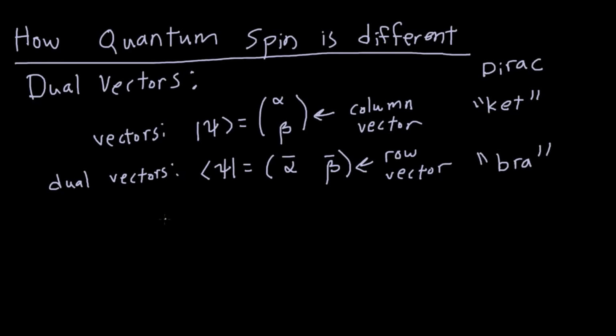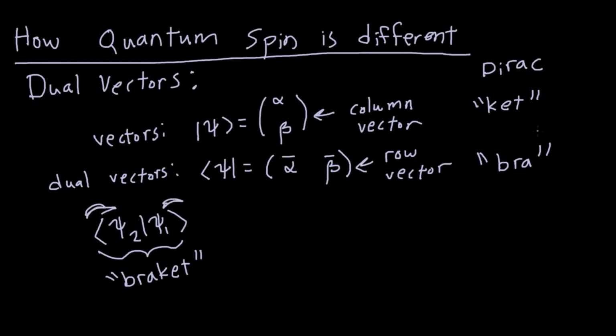So why did he call them bras and kets? Well, you might have guessed it, but if you put a dual vector next to a vector, this whole thing is called a bracket, because it's an inner product and it's in between these two brackets. I know. So make of that what you will.